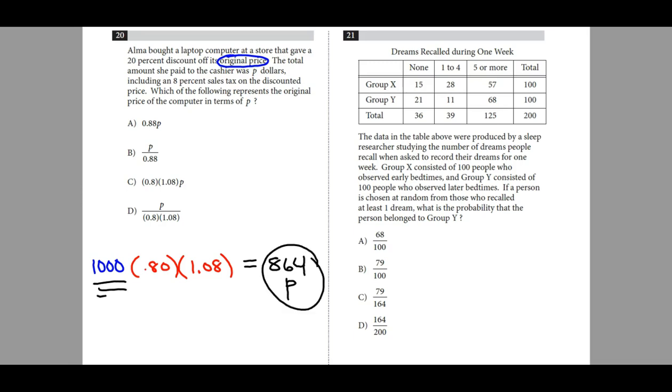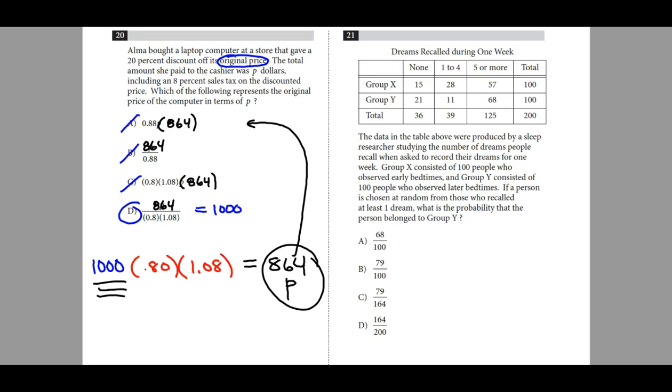And this was the original. So what I could do now is I could try their answers. I could take this P number and plug it into every single one. So I could do 0.88 times 864. I could do 864 divided by 0.88. I could plug in 864 for P here. And I could plug in 864 here. And the only one out of all of these that gets me back to $1,000 is this one. All of these other ones are not going to come out to be 1,000. So that's another way to pick your own numbers and then plug it back in and do it that way. So that could work.